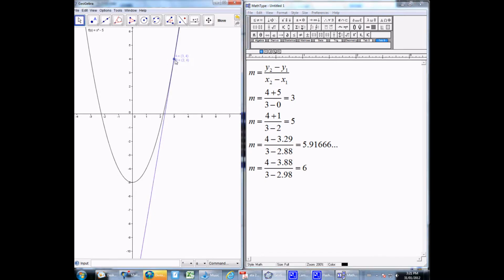Now to just confirm that, we should always make an approximation on the other side, where I'll make a point on the other side of A. To check this other side of the limit, we can get the y2, so 4 minus 4.24, divided by 3 minus 3.04. And this gives us a value of 6 as well, approximately. So now we can say with quite certainty that the slope of the tangent at A, (3, 4), will have a slope of 6.